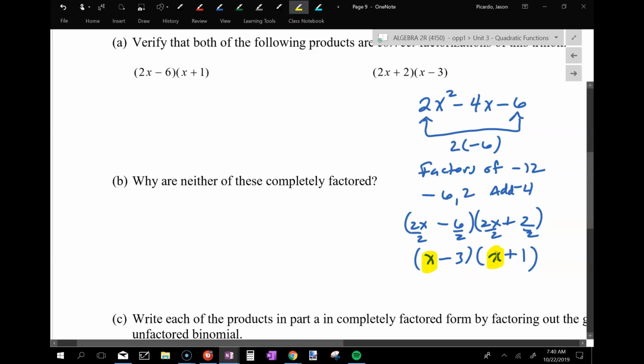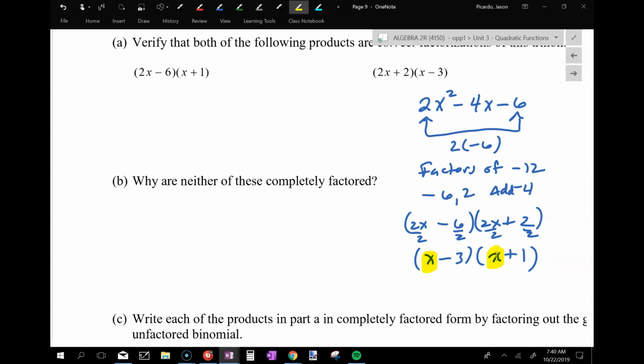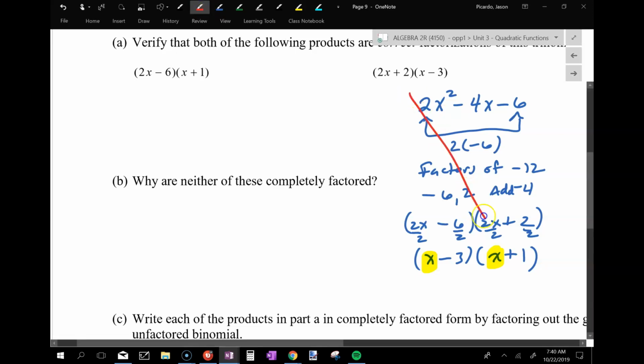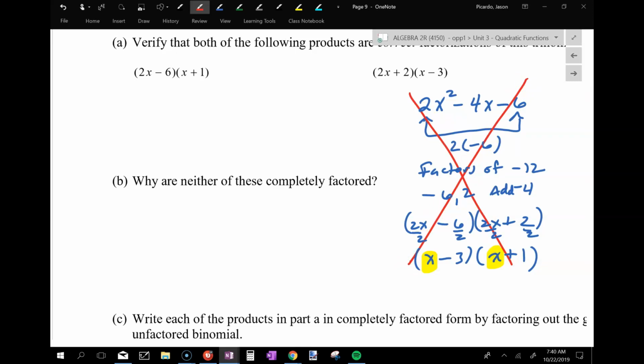There's a reason. How can that definitely not be the answer? What are those two things? They're x's. What's x times x? X squared, not 2x squared. And so I know that this method did not work. The reason it didn't work is because the original problem had something that I could have done prior to that.